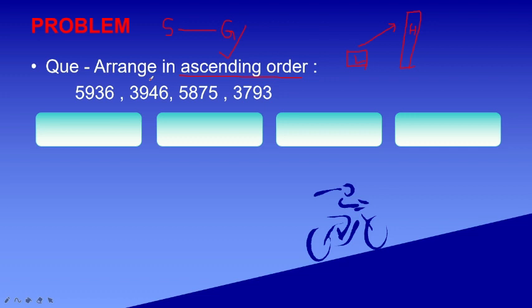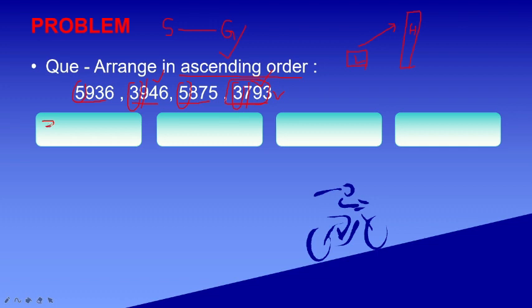So here we have to find the smallest number. First we will see what is the smallest number. So here 4-digit number, here also 4-digit number. First we will check the first digit. Here 5 is written, here 3 is written, here 5 is written, and here 3 is written. So the smallest is 3 and 3. But in these two numbers, which will be the smallest? So we move to the next digit. Here 9 is written, here 7 is written. Which number is smallest? 7. So this number is the smallest number.